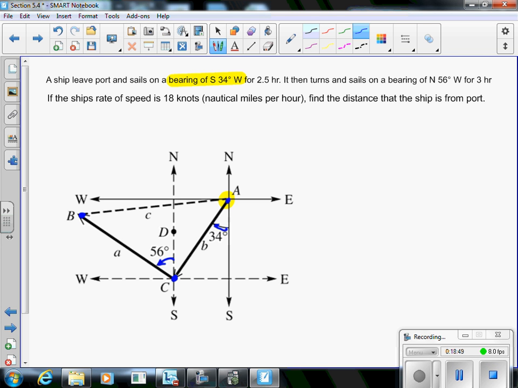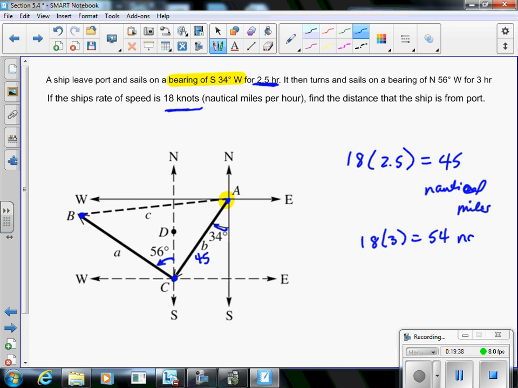So I have my sketch of what my ship has traveled. The thing I have not put yet on that is the distances. But I can quickly get the distances because it tells me that it traveled for 2.5 hours, and it traveled 18 knots. Well, 18 knots times 2.5 hours is equal to 45, and that's nautical miles. So I know that B is 45. I also can find A because it told me that it traveled for 3 hours, and of course 18 times 3 is 54, and that again is in nautical miles. So I know A is 54.